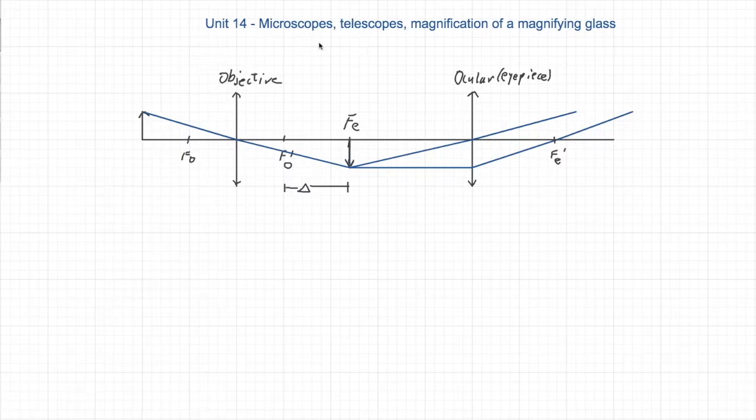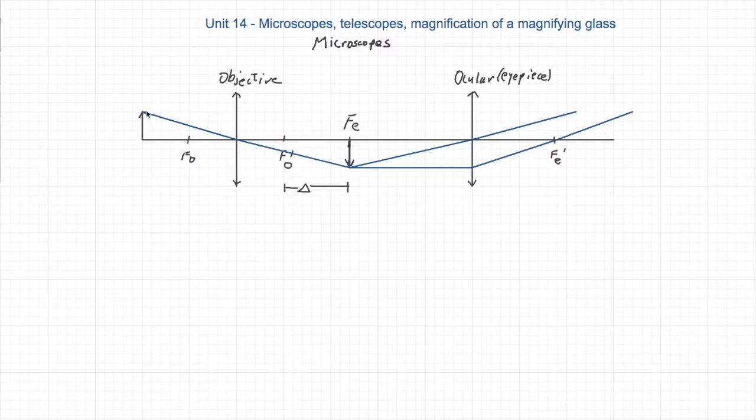We will start with microscopes. I have here a ray tracing through a microscope. It has two lenses. The lens closest to the slide is the objective, and the lens closest to your eyes is called the ocular or the eyepiece.